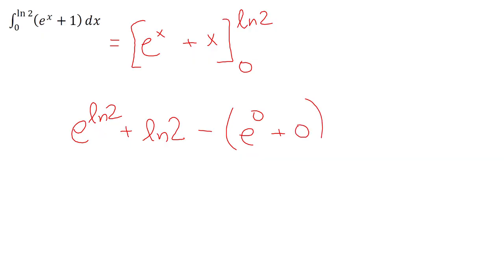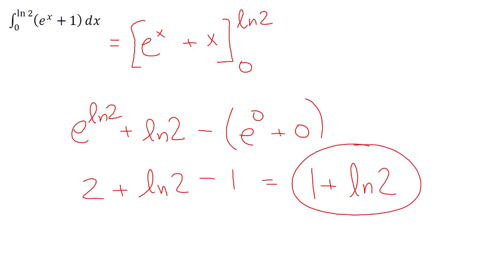Well, e to the natural log of 2 is 2. The natural log of 2 is just the natural log of 2. And then we have minus e to the 0, which is 1, and then the 0 goes away. So 2 minus 1 is just 1. We end up with 1 plus the natural log of 2. And that is the end of this basic integrals homework assignment.